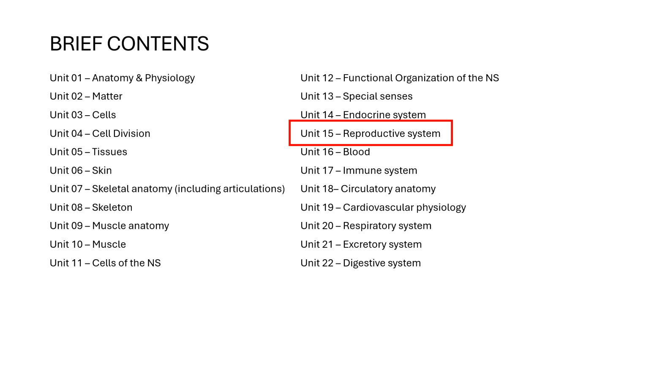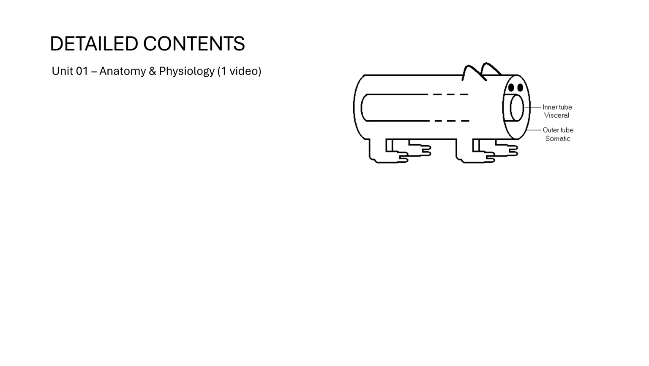The reproductive system is placed after the endocrine system because I feel that's appropriate since reproduction is controlled largely by the endocrine system. Most courses place the reproductive system toward the end of the course. Let's look at some of the details.